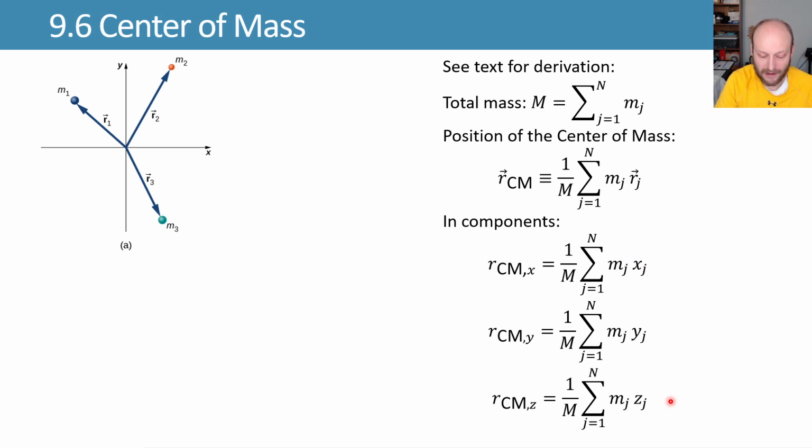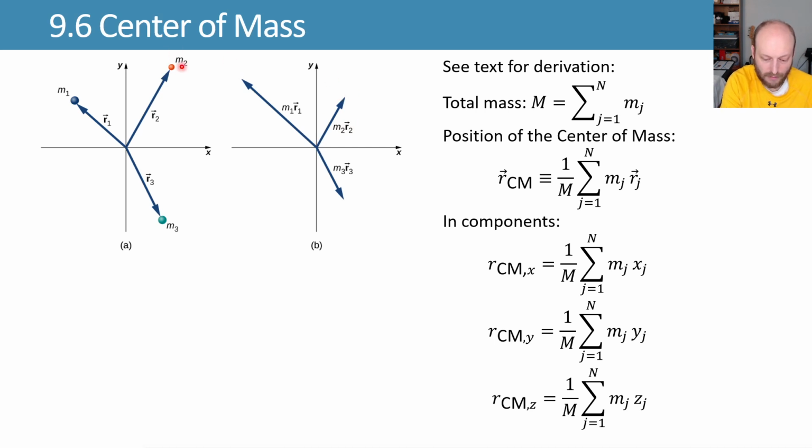We start by weighting each of these positions by how much mass is there. So mass 1 times position 1, mass 2 times position 2. Note here that mass 2 must weigh less than mass 1 because the weighting makes this resulting vector less. And then mass 3 times position 3. We then add those vectors. That's this summation notation here. We do a vector sum.